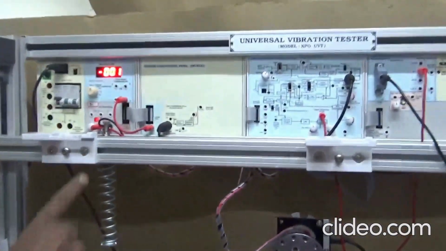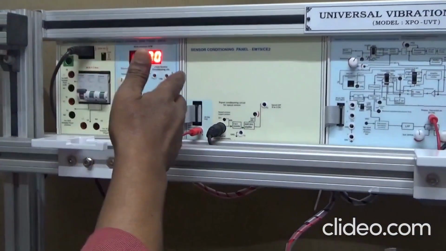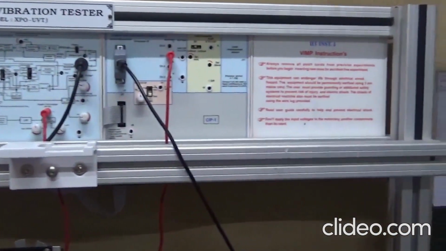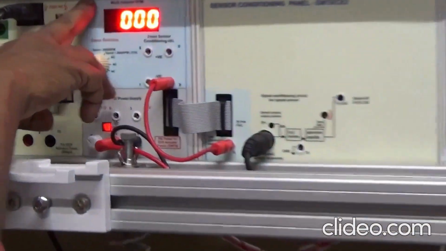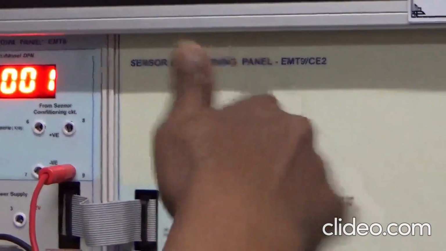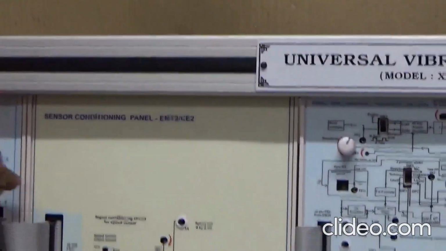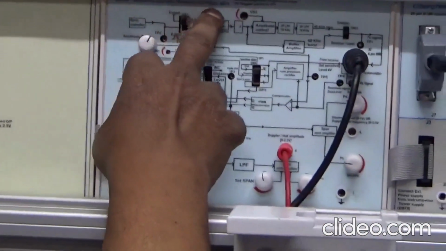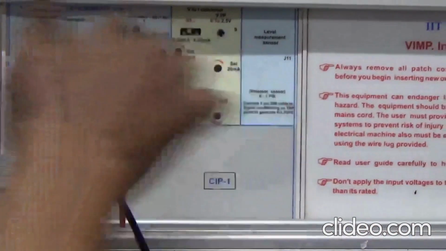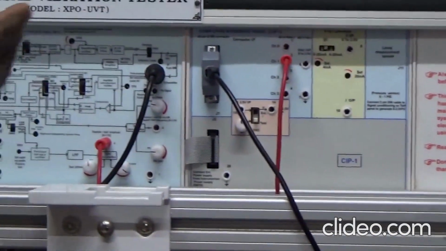Well, this is the third part of the universal vibration tester trainer. All the electronic panels have already been demonstrated. We have the instrumentation power supply with multi-channel DPM. We have the sensor conditioning panel to understand the speed, which will be displayed on this DPM. The third is the sound vibration sensing transducer panel, and the fourth is the computer interface panel. All these things have been discussed in the first part of our video on the universal vibration tester.